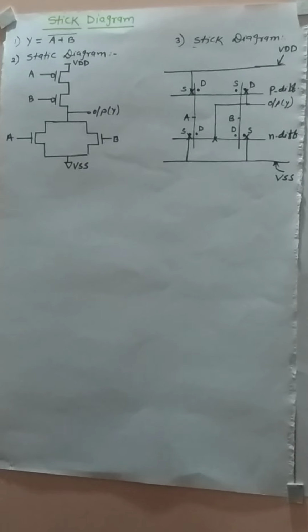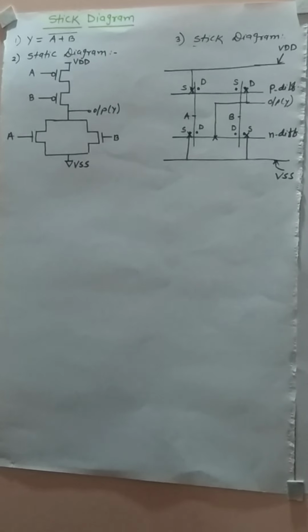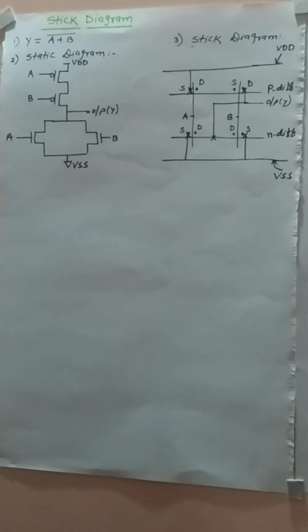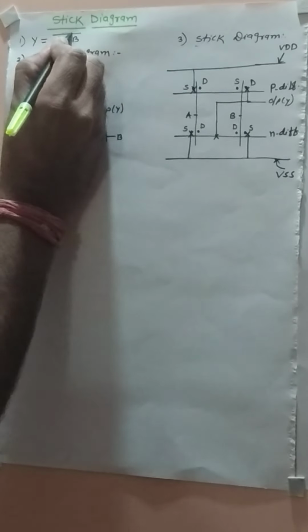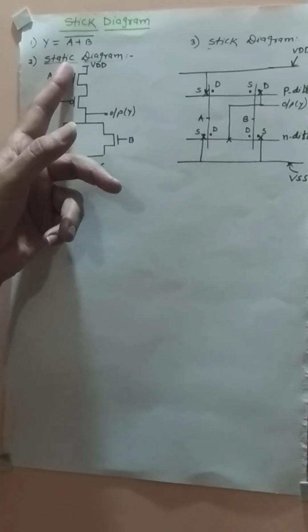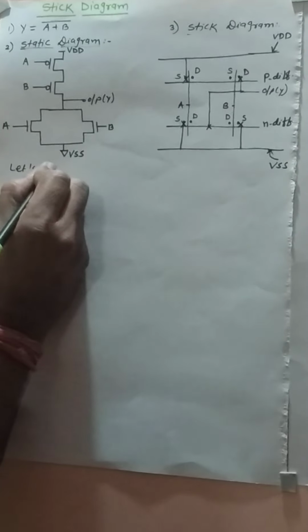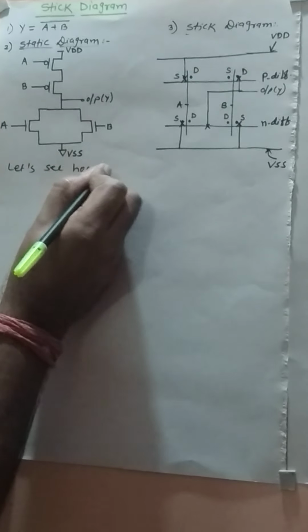Today our topic is stick diagram. So let's see how to draw the stick diagram. The first step is we have the equation in the question. This equation should be represented in the form of whole bar, or in the form of complement. Then you have to draw the static diagram, and using this static diagram we can draw the stick diagram. Okay, so let's see how to draw the stick diagram.